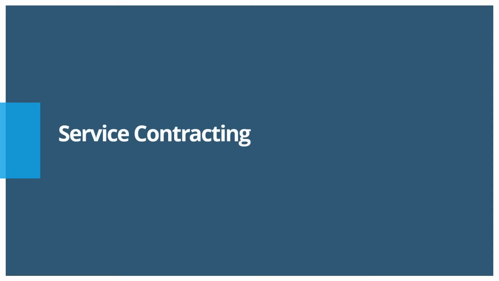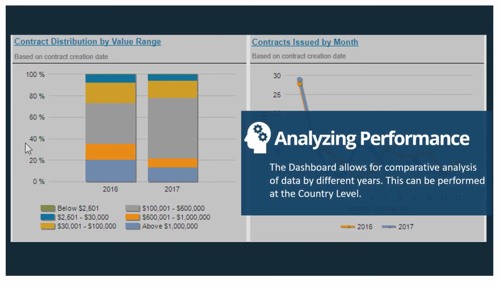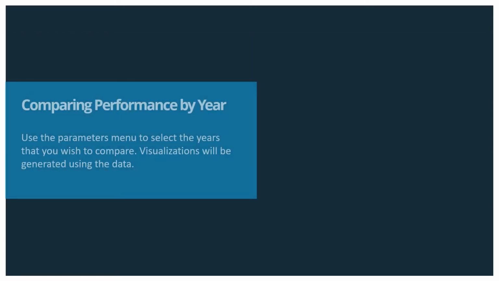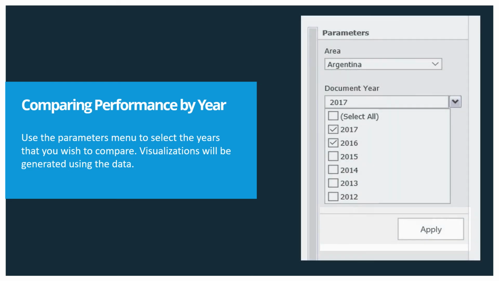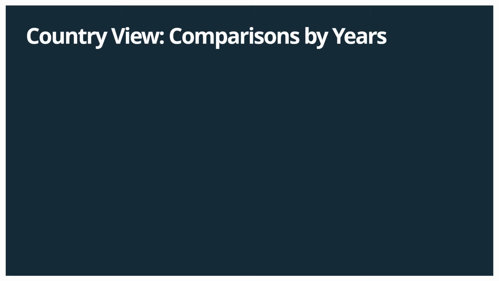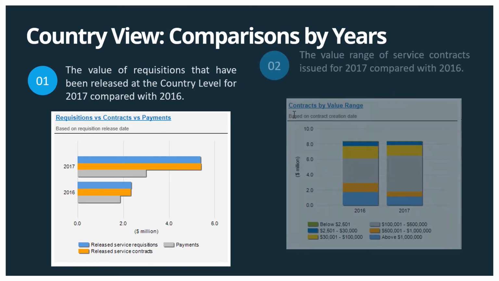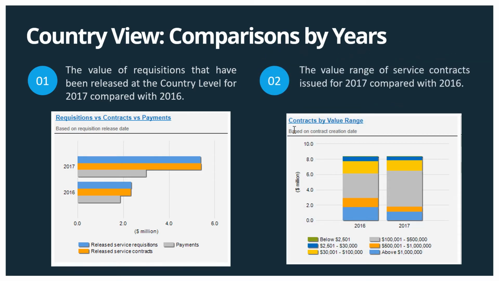Analyzing performance. The service contracting tool itself is dynamic, allowing you to run queries for multiple years and to make comparisons. You may do this by selecting and applying the document years in the Parameters menu. The visualizations that appear at the standard country view will include the different years in the report charts, allowing you to compare your performance.